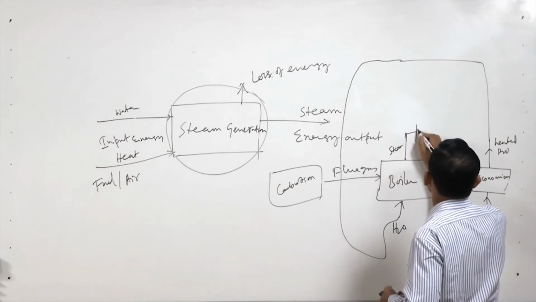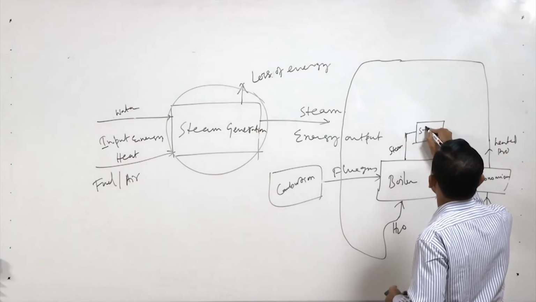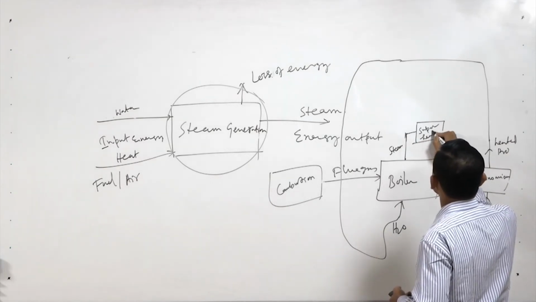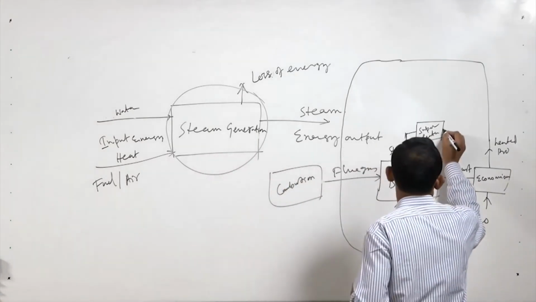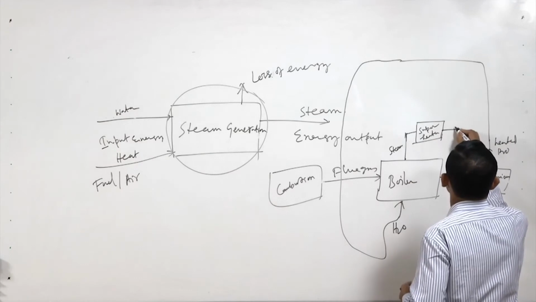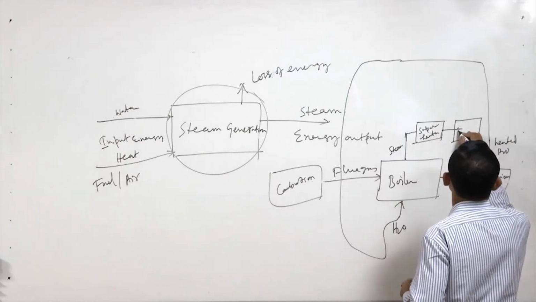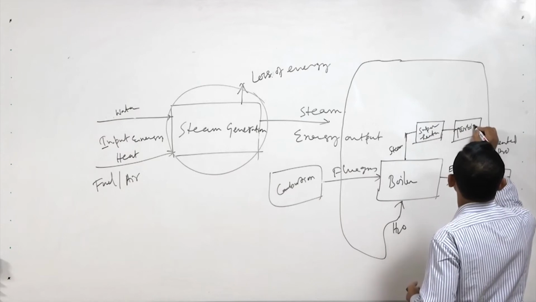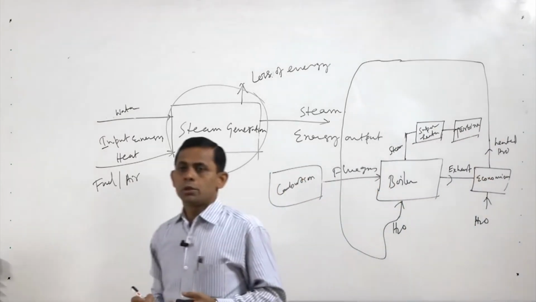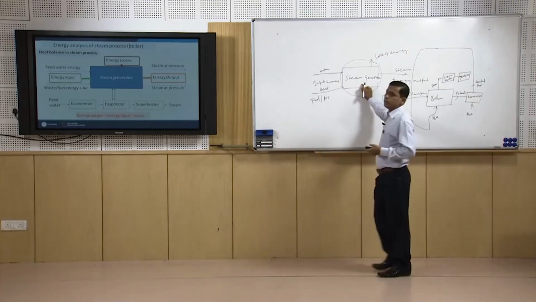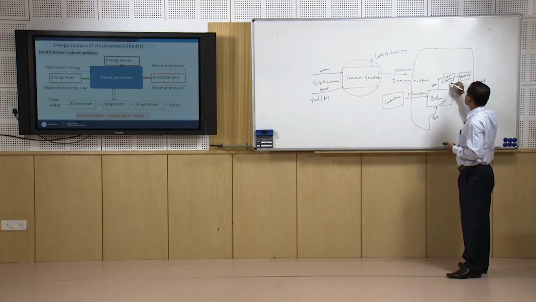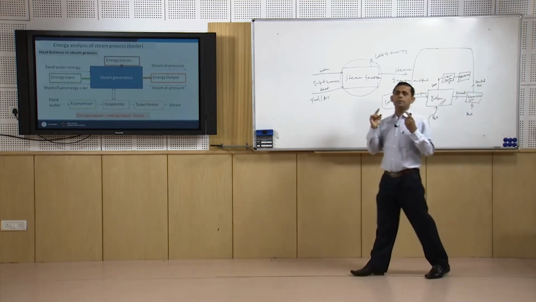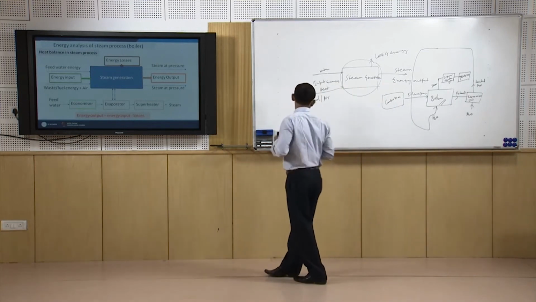That steam has to be superheated, so we need a superheater. Then the superheater will increase the pressure and temperature of the steam that will be used in the turbine. So, the whole steam generation system we can divide into boiler, economizer and superheater. The three main units we can consider.